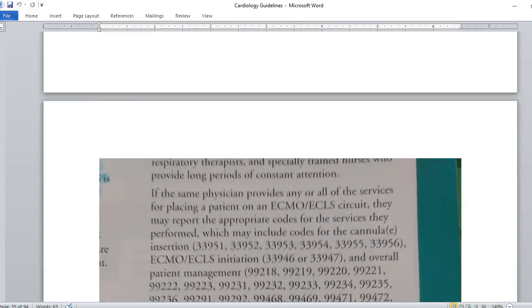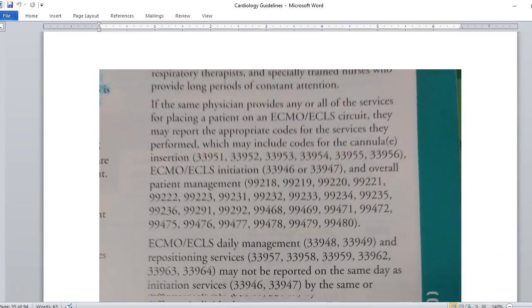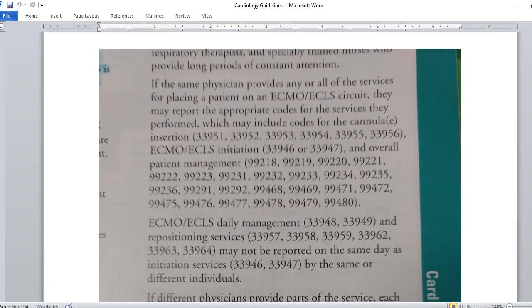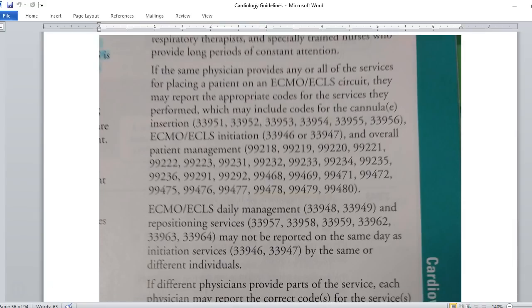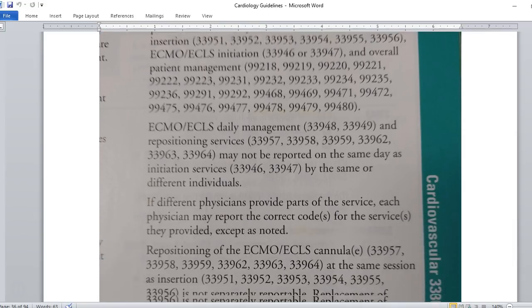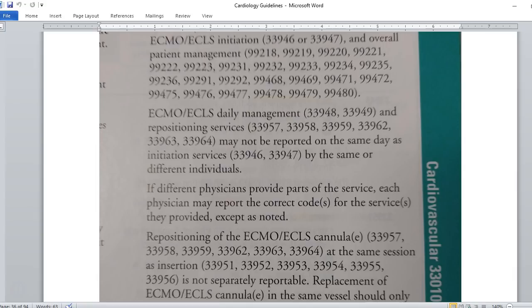So if the physician does more than just place ECMO, if they do something else, they can also code separately. And of course, they can always code separately for the overall patient management, which would be an evaluation and management code. Okay. Now, it goes on to tell us that ECMO and ECLS daily management and repositioning services may not be reported on the same day as initiation services by the same or different individuals.